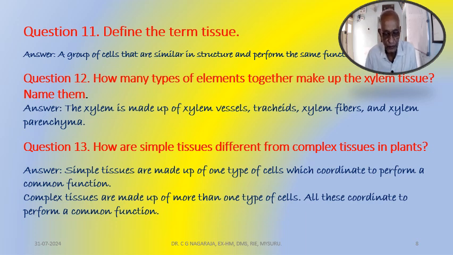Complex tissue means you can say xylem or phloem. Xylem is made up of 4 types of cells, but they do only one function. That function is conduction of water. Epidermis protects the parts inside the plant body.